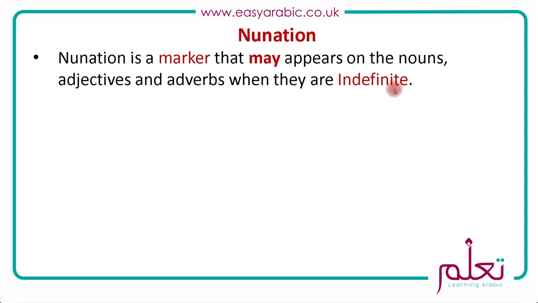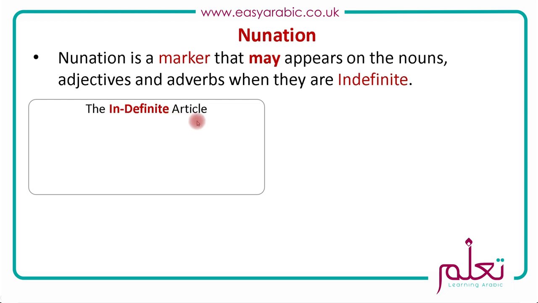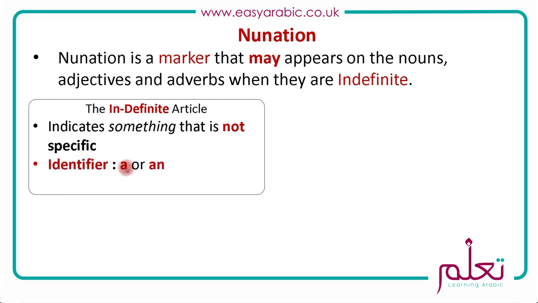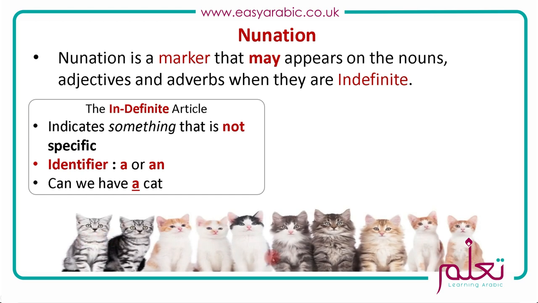What do I mean by indefinite? If we look at the indefinite articles, they indicate something that is not specific. The identifiers we use are a or an. For example, can we have a cat? What we're saying is we want a cat, but we're not saying which one. We're not being clear, really.